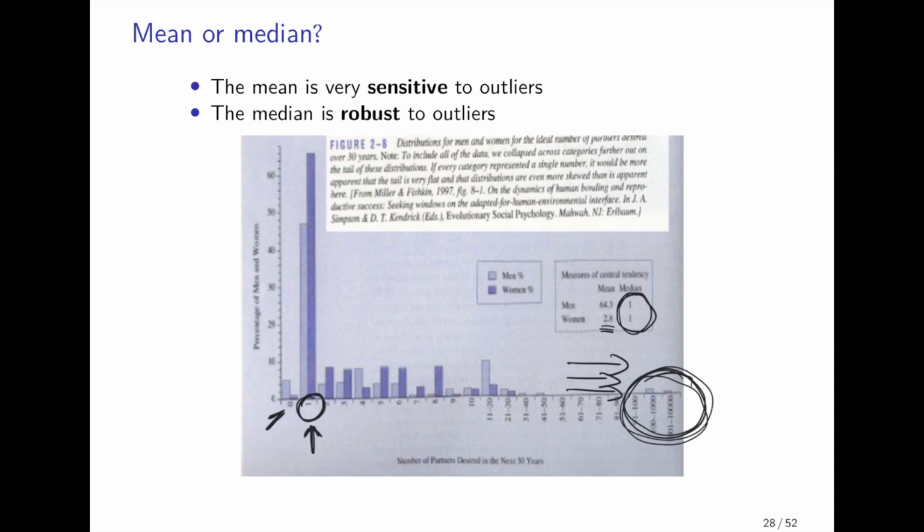So if you have to decide, do I compute the mean or the median, then you should think, do I have outliers, extreme values in my data set? Do I want those extreme values to be reflected in my summary measure? If so, then compute the mean. Or do I want a summary measure that is robust to outliers, in which case compute the median? Sometimes the mean will be better, sometimes the median will be better. For this study, the desired number of partners, I would argue the median is a better measure.